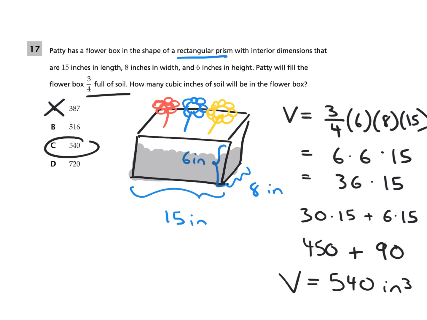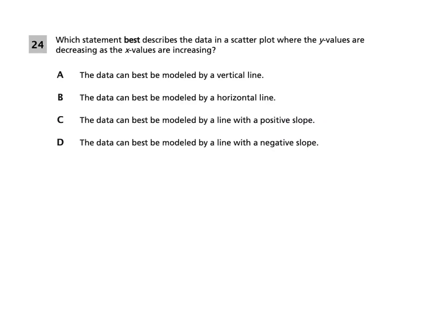Isn't it cool? Problem 24. Which statement best describes the data in a scatter plot where the y values are decreasing as the x values are increasing? So a lot of vocabulary here. Data is just a group of points, x point, y point. Scatter plot, let's actually talk about that now.